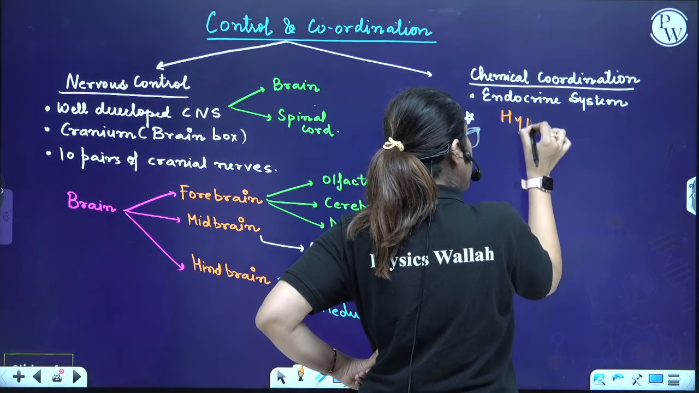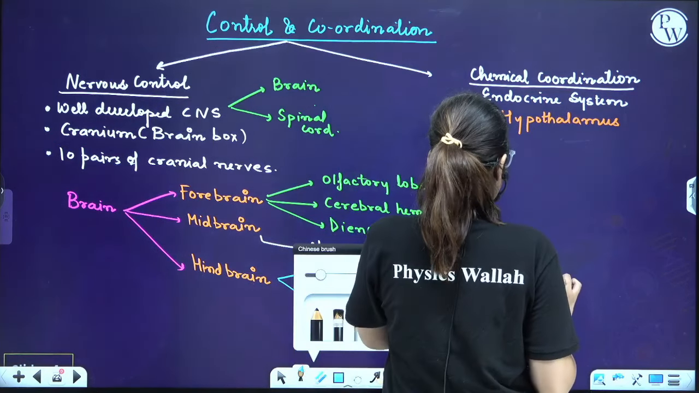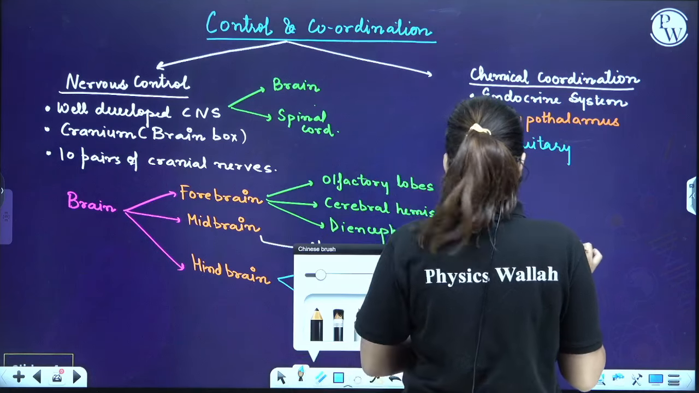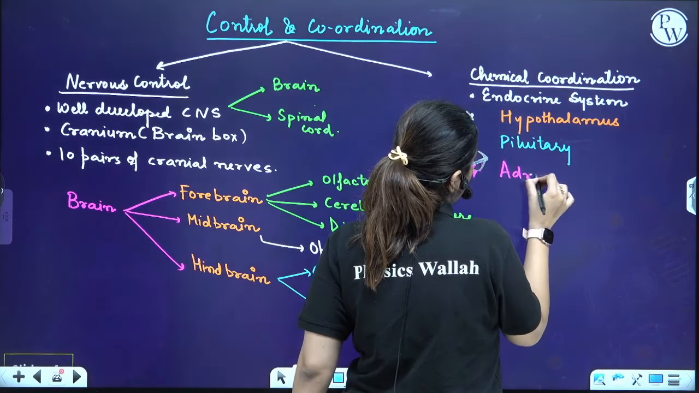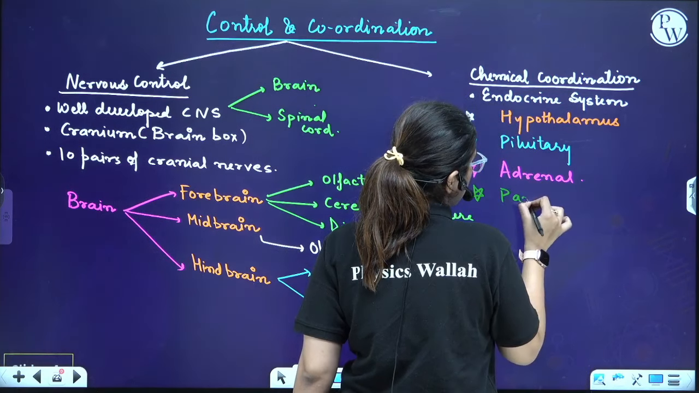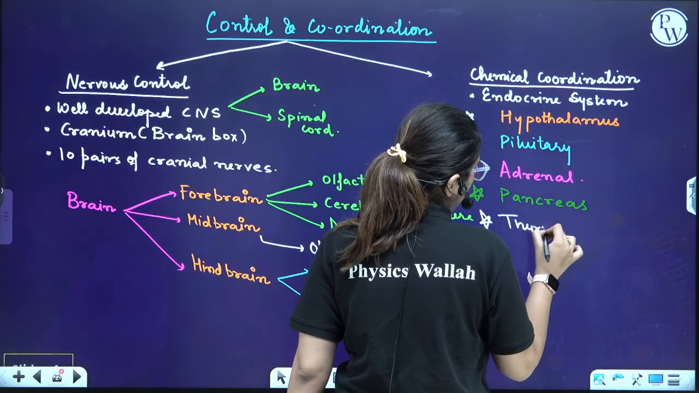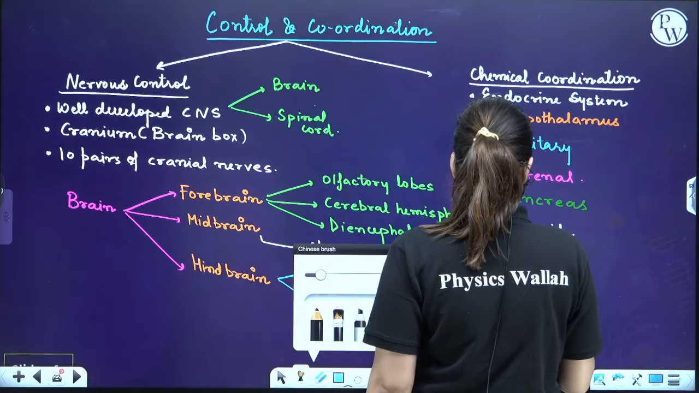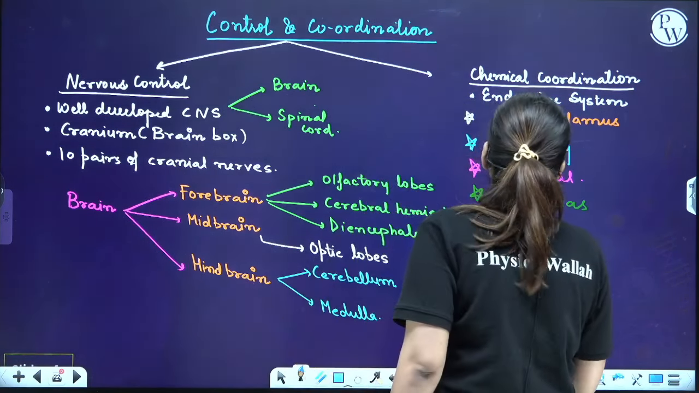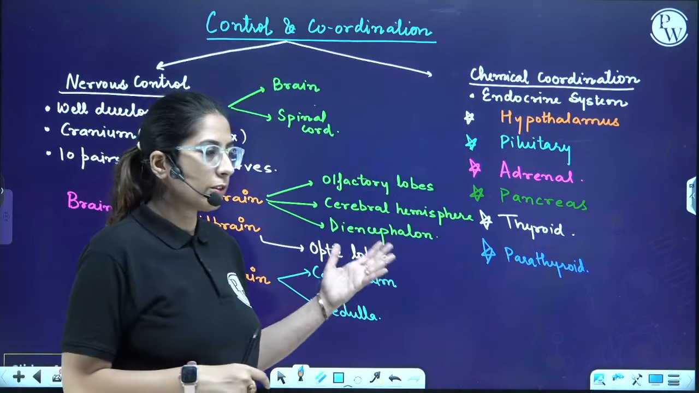They have hypothalamus, pituitary, adrenal, pancreas, thyroid, next one parathyroid. All these glands are present. Clear? And their metamorphosis is also because of the hormone thyroxine.